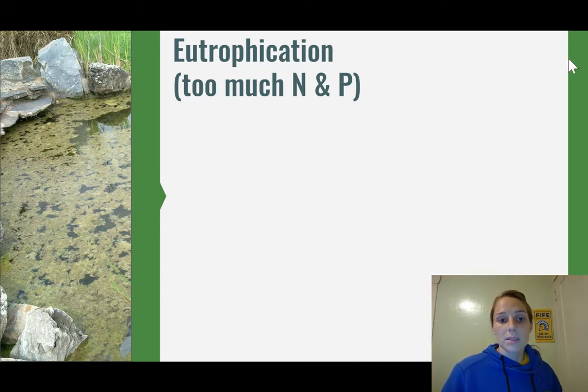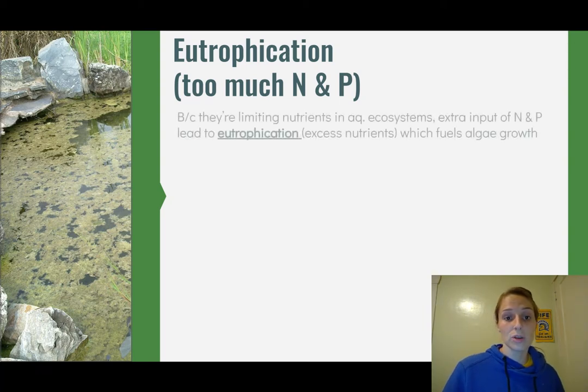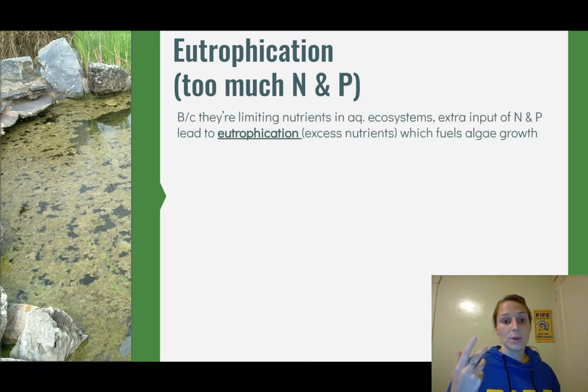Now we have this process of eutrophication, which we talked about in the nitrogen cycle as well. So hopefully this term is familiar to you, but eutrophication is when you have too much nitrogen or phosphorus. Because they're limiting nutrients in aquatic ecosystems, when you add extra nitrogen and extra phosphate, it leads to eutrophication, which is where you have excess nutrients, which then causes algae growth.